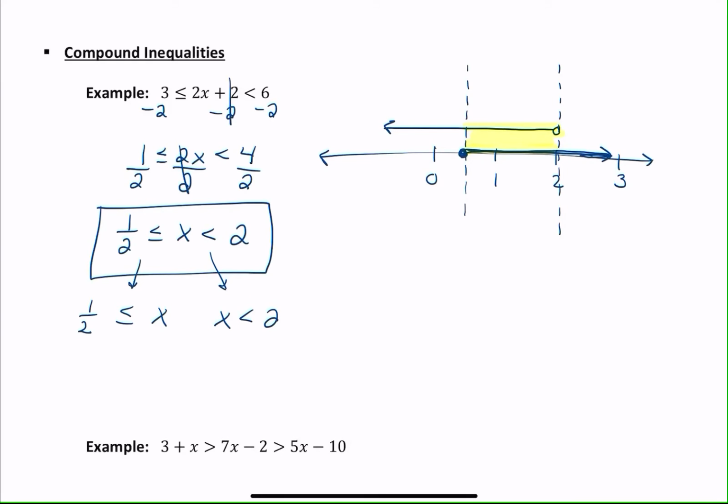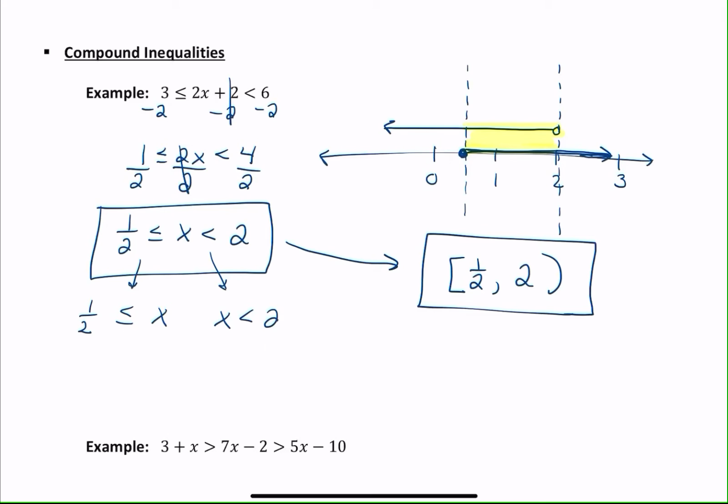So when you write it in interval notation, it's going to be 1/2 to 2. A bracket on 1/2 because it's got the or equals, and a parentheses on 2 because it's strictly less than. So that would be your answer in interval notation. And I strongly suggest you draw the number line so you can see that when you have to write it in interval notation.